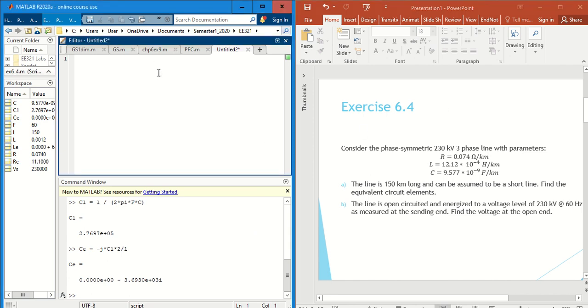First thing that we are going to do is note down the information that we have. So we're going to say exercise 6.4. What do we know? We know Vs is equal to 230 exponent 3. R is given as 0.074. L is given as 12.12 exponent minus 4. Then we have C equal to 9.577 exponent minus 9. The length of the line is given as 250 kilometers, and the frequency is 60 hertz.